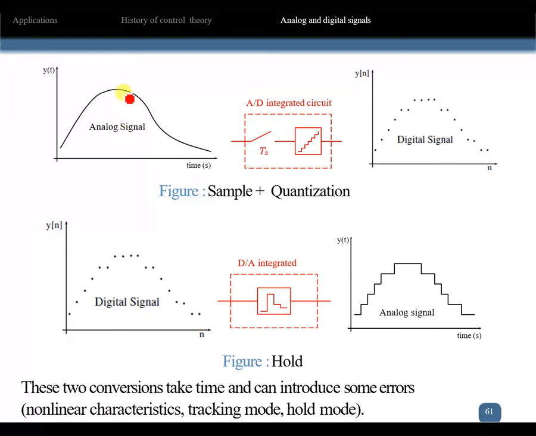Here you will see, if you have an analog signal and want to change it to digital, use the sampling and the quantization plus coding too, but the coding and the quantization will be eliminated for this course. If you have a digital signal and want to change to analog, use the holder.